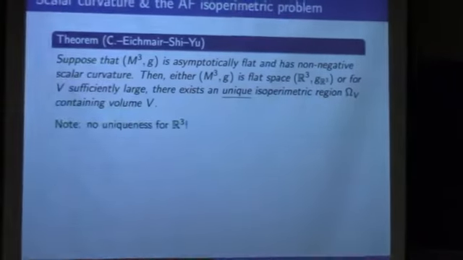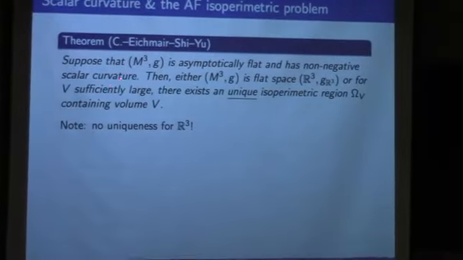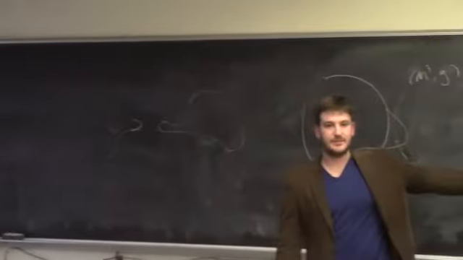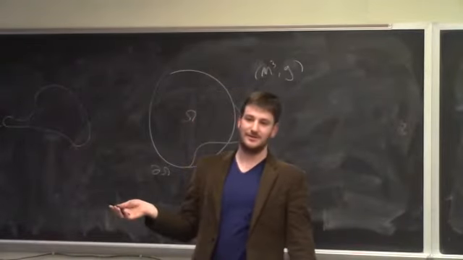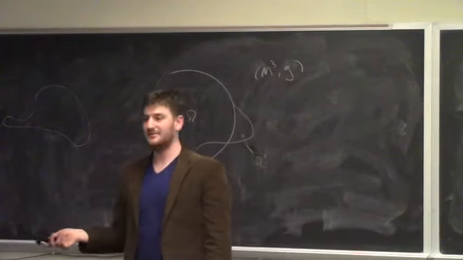And so our theorem says you take a 3-manifold which is asymptotically flat, like in this picture, and we're going to assume it has non-negative scalar curvature. Okay, so we should somehow have some scalar curvature entering.